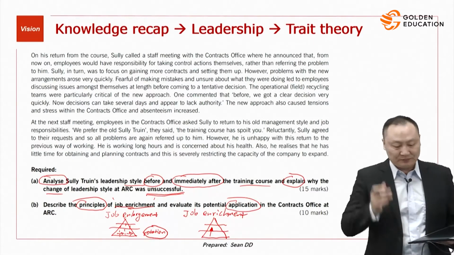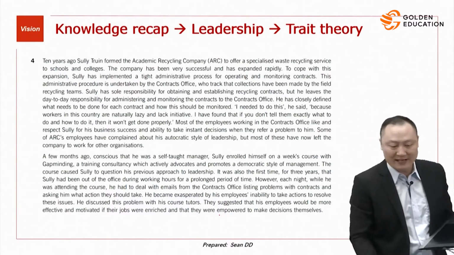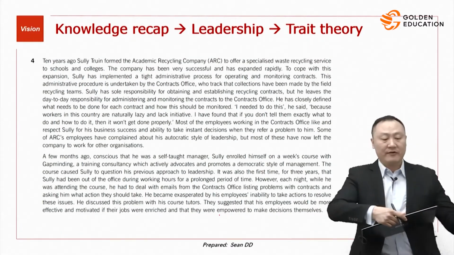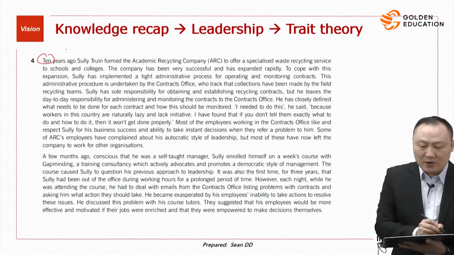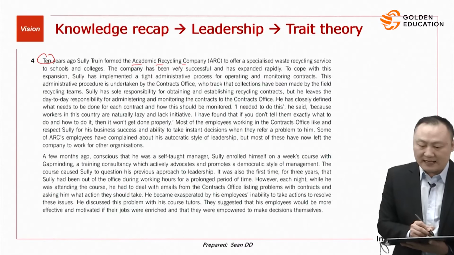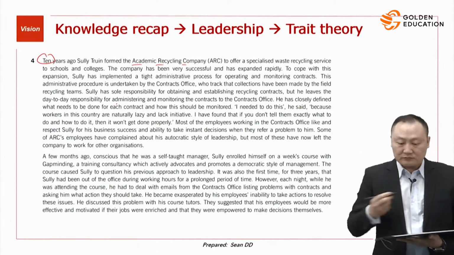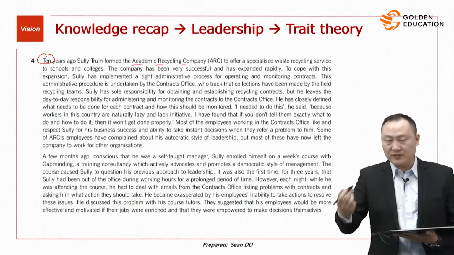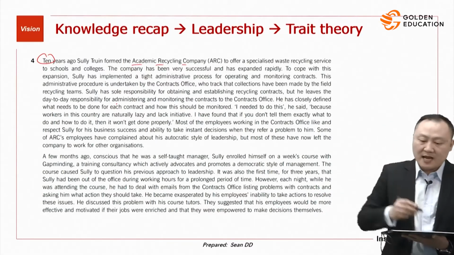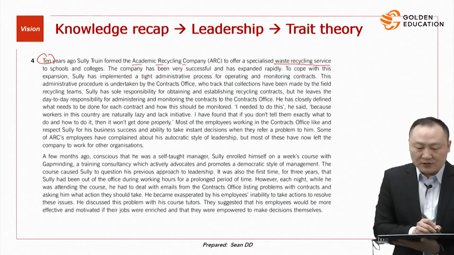All right. So coming back to A. A is your key questions to study before your exam. Let's read this question together. It's a very interesting question and very easy one. 10 years ago, Sully twins formed the ARC Academic Recycling Company. That's a company existing in the school or in the college to help the college or the school to do some recycling works and to offer a specialized waste recycling services to school and colleges.